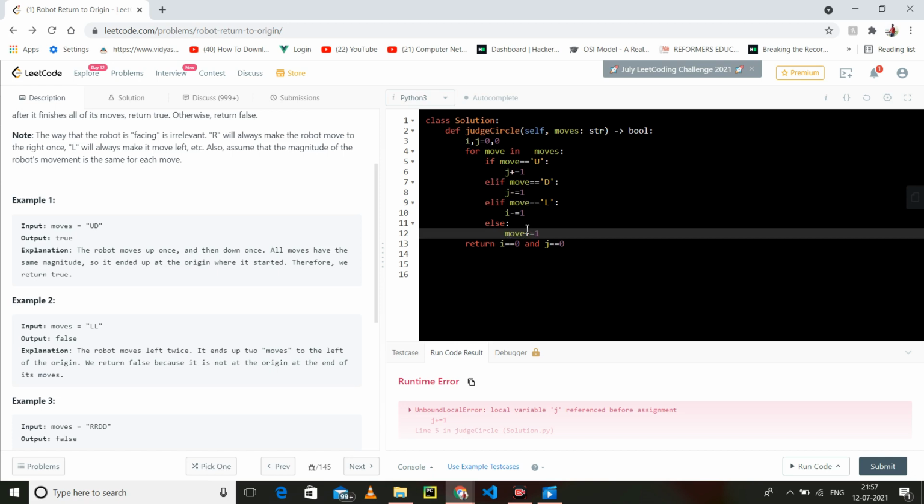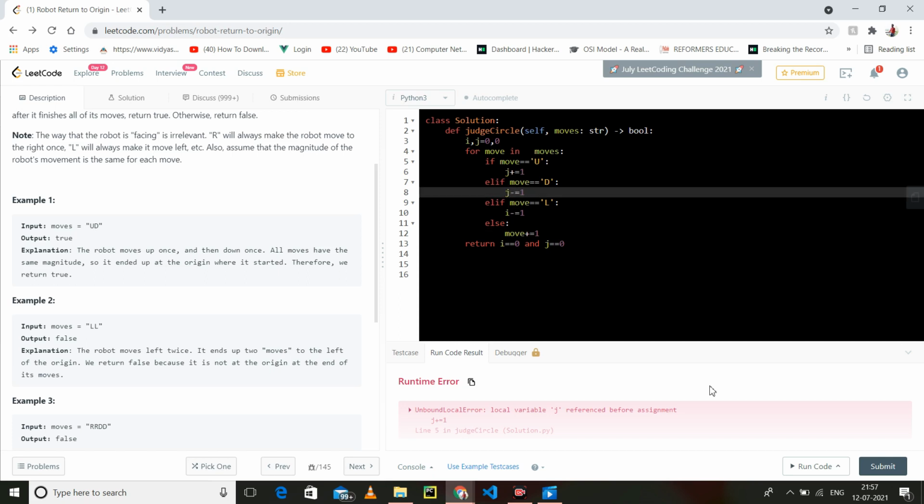So I have taken the two variables I and j. I is the x coordinate. If we are going left, that means our x coordinate is decreasing. If we are going right, our I coordinate is increasing. If we are going upward, our j coordinate, the y coordinate, is increasing. If we are coming down, that means our y coordinate, j, is decreasing.